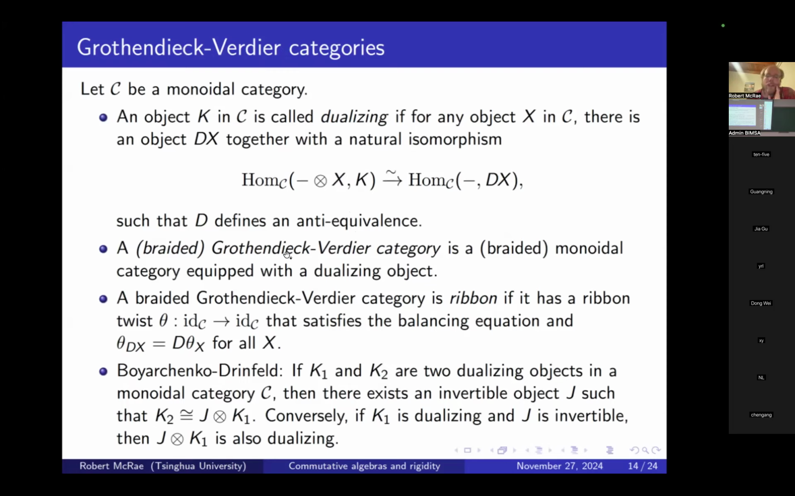And then a Grothendieck-Verdier category is just a monoidal category that is equipped with a dualizing object. And a braided Grothendieck-Verdier category is just a braided monoidal category with a dualizing object. And then you also have this notion of ribbon Grothendieck-Verdier category. That means you want to have a twist, a natural isomorphism theta of the identity functor, that satisfies the usual balancing equation for twists in ribbon categories. And we also want it to be compatible with this duality functor D in the sense that theta of DX is D of theta X for every object.